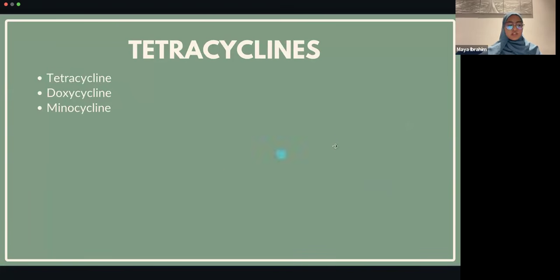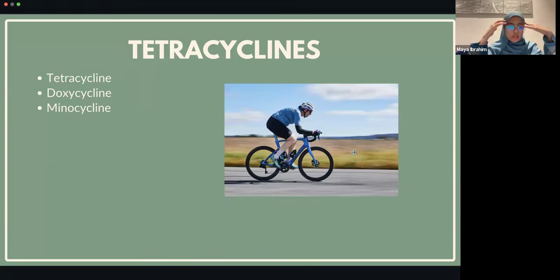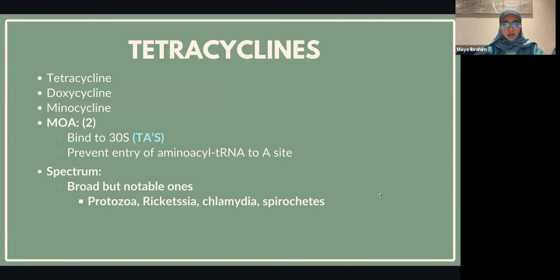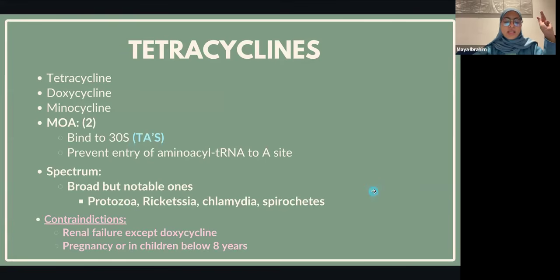Now, tetracyclines. Tetracyclines to me is a bicycle because they all end with cycline. Tetracycline, doxycycline, and minocycline. You also have mentioned in your lecture tigecycline, but it's its own class of drugs. I remember them, they're just a bicycle because they end with cycline. They bind to 30S, again, TAs, and they prevent the entry of aminoacyl tRNA to the A site. Their spectrum is broad, but the notable ones are protozoa, rickettsia, chlamydia, and spirochetes.